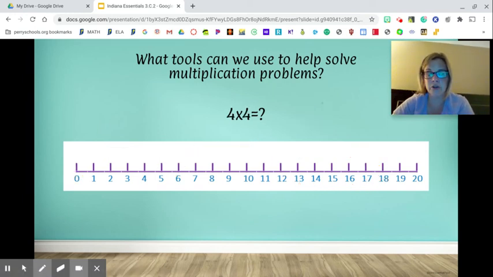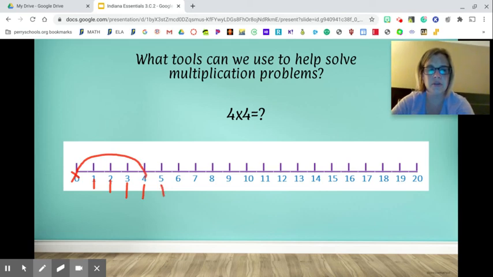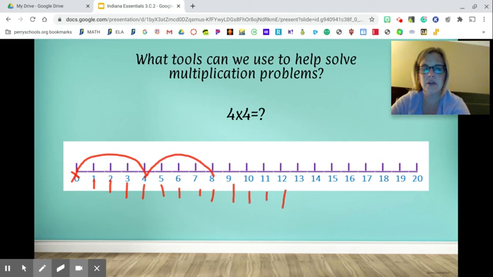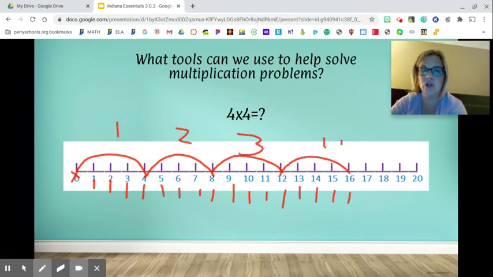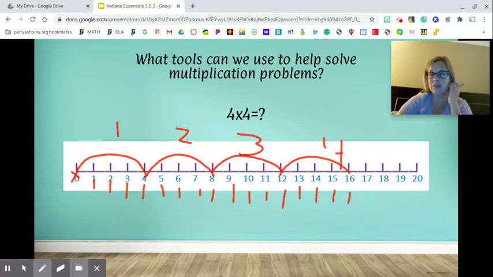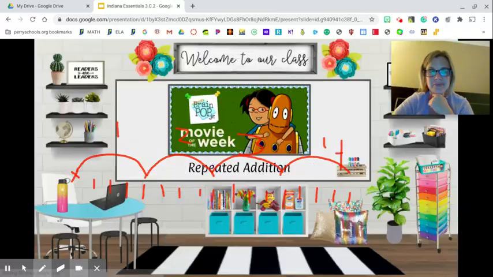All right, one more on the number line. This was the one that we drew the array for in the beginning. 4 jumps of 4. 4 times 4. So if I start at 0, I'm going to count out 4 and make a jump. Count out 4, make a jump. Count out 4, make a jump. That's 3 jumps. Count out 4, make a jump. That's my 1, 2, 3, 4 jumps. 4 times 4 is 16.